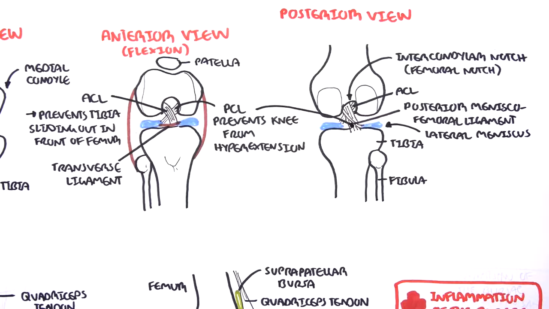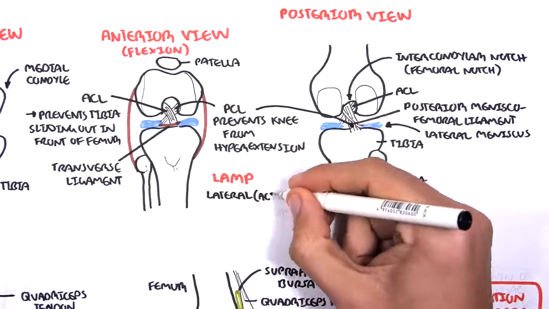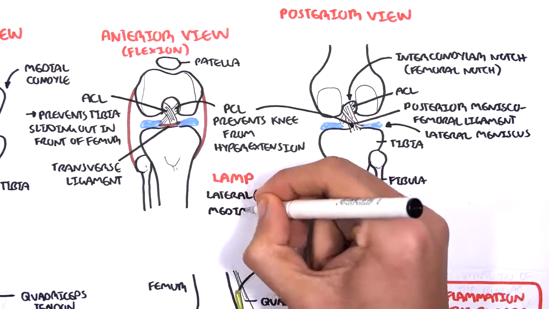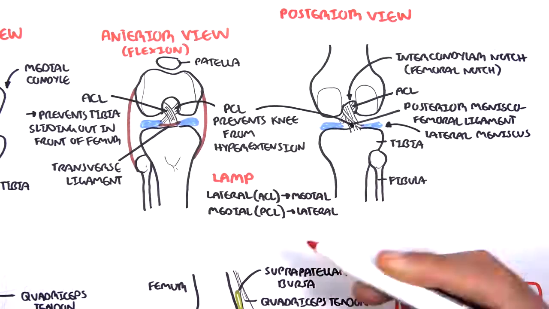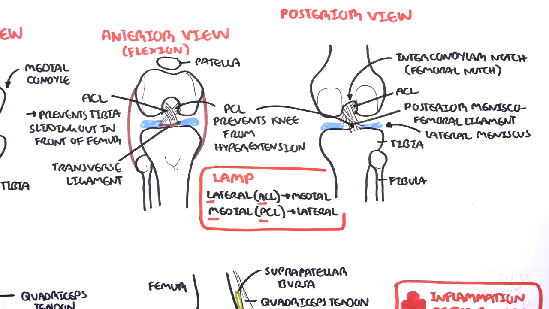Not only should you remember that ACL and PCL are named based on where they attach to on the tibial bone, but you should remember their course, so what direction they travel in. A good way to remember this is with the acronym LAMP, L-A-M-P. L as in lateral, the A as in ACL moves medially. M as in medial, the P as in PCL moves laterally. So LAMP might need some time to sink in.